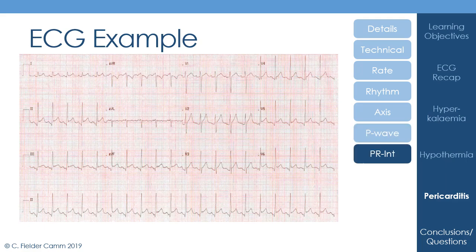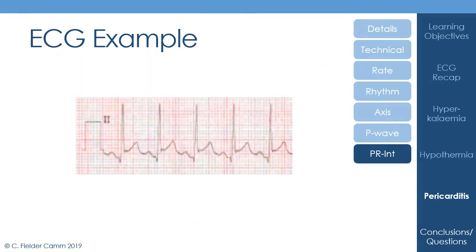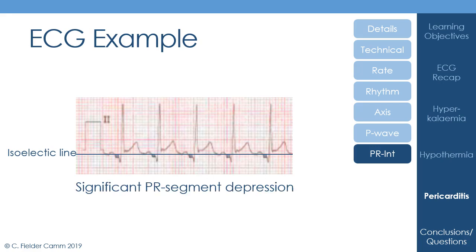PR interval, well, in terms of duration, the PR interval looks fine, but let's have a look at lead 2 again. So if this is our isoelectric line, you'll see I've taken the reference point just before the P wave starts. You can see that there's actually quite significant PR depression there.